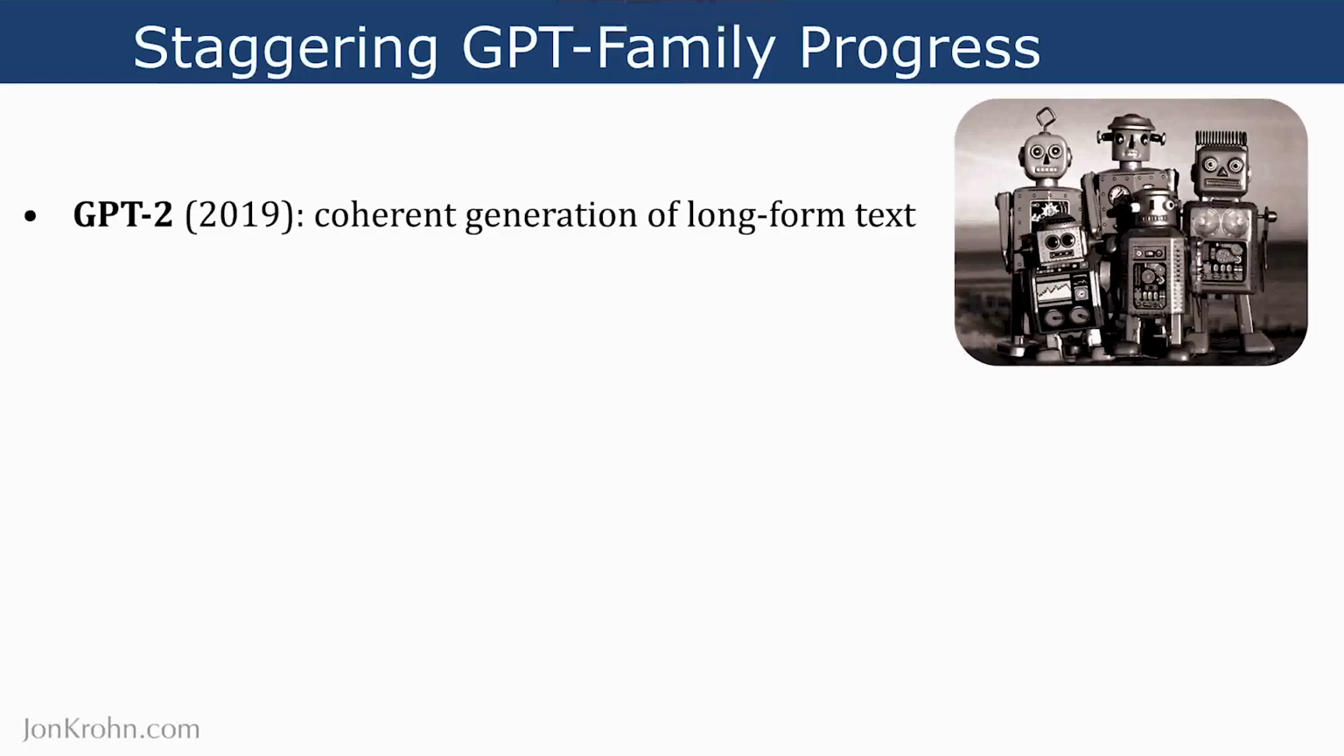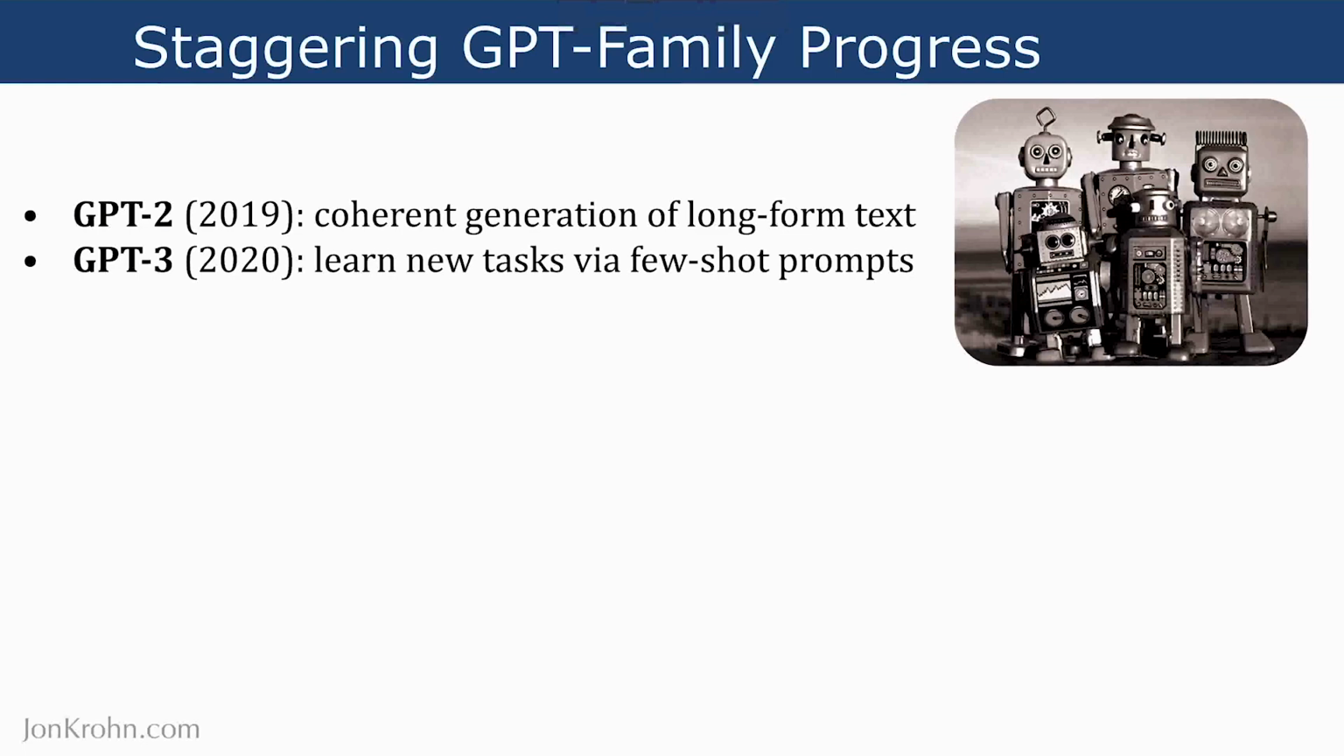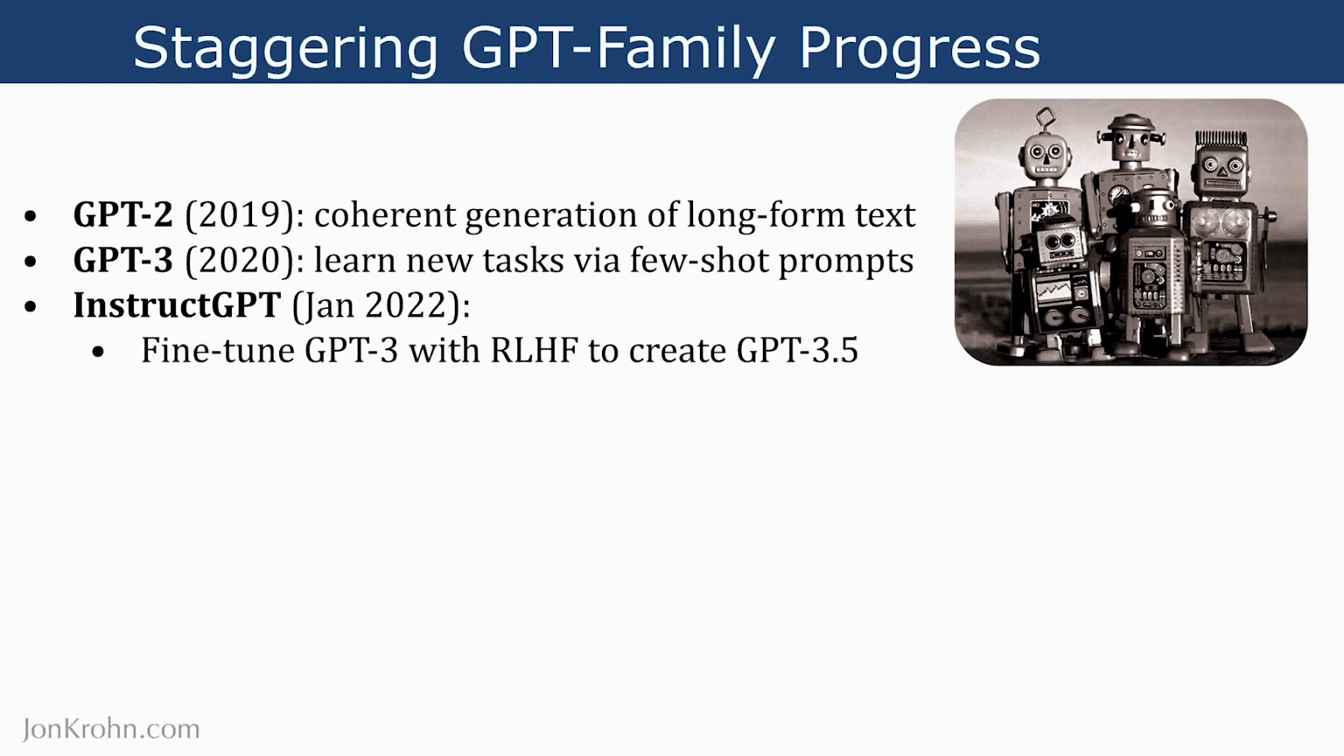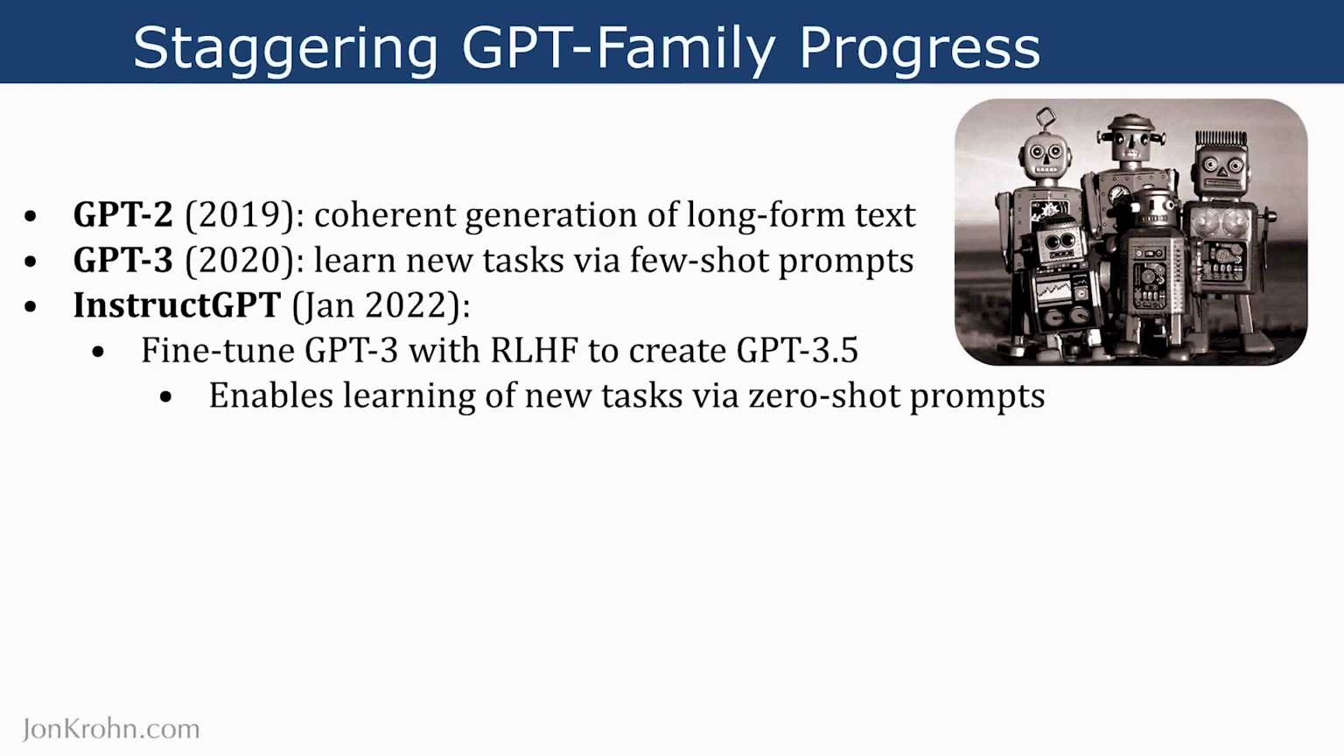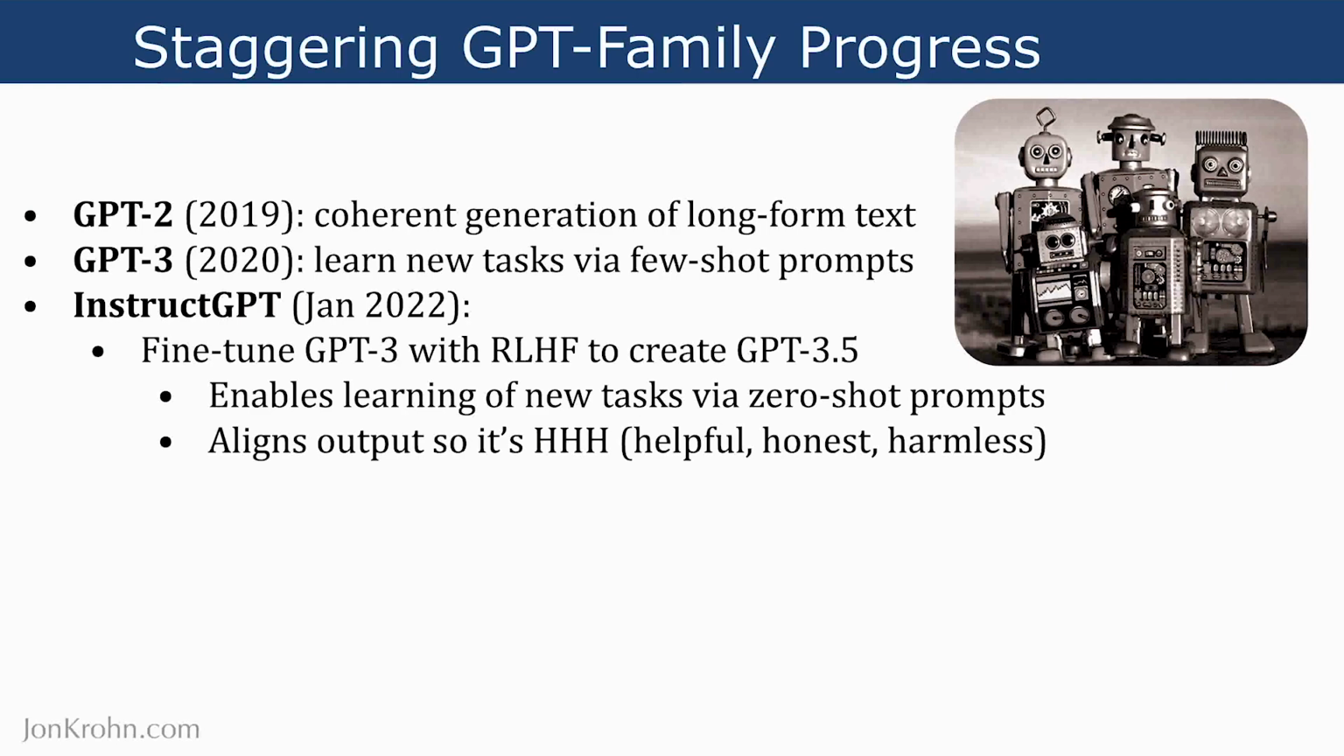So we've seen staggering progress in the GPT family. GPT-2 was capable of coherent generation of long-form text. We talked about that. GPT-3 was able to learn new tasks via few-shot prompts. InstructGPT, which came out a year ago, was able to fine-tune GPT-3 with reinforcement learning from human feedback to create GPT 3.5. This enables learning of new tasks via zero-shot prompts, and it aligns outputs so that you'll see these capital H's. Sometimes you'll see two H's, 3 is nice. H: helpful, honest, and harmless. So we're trying to make these systems so that they can't be misused.